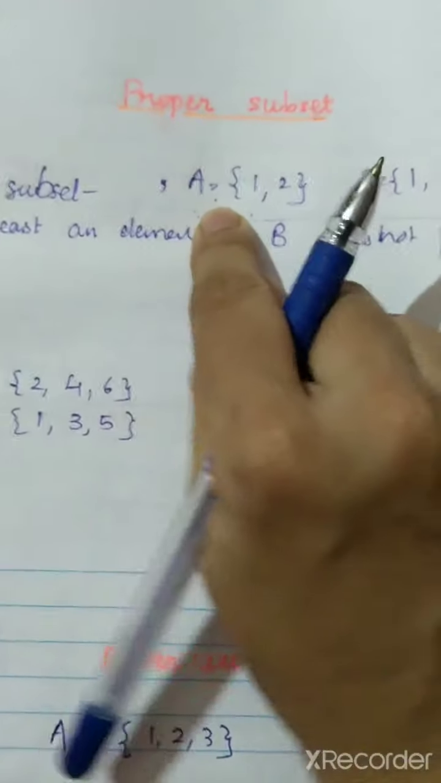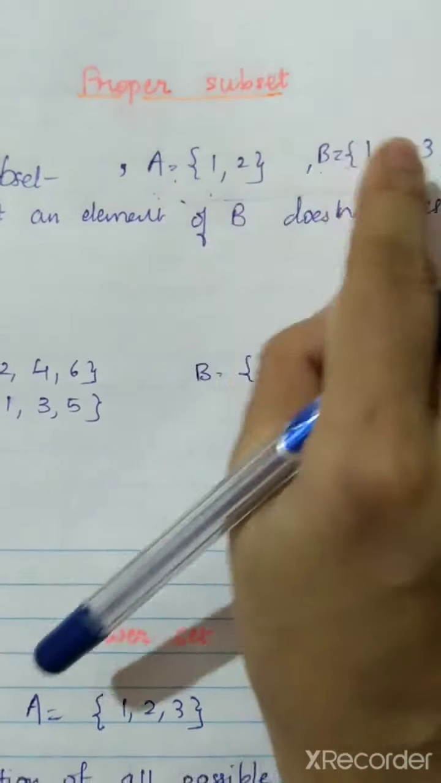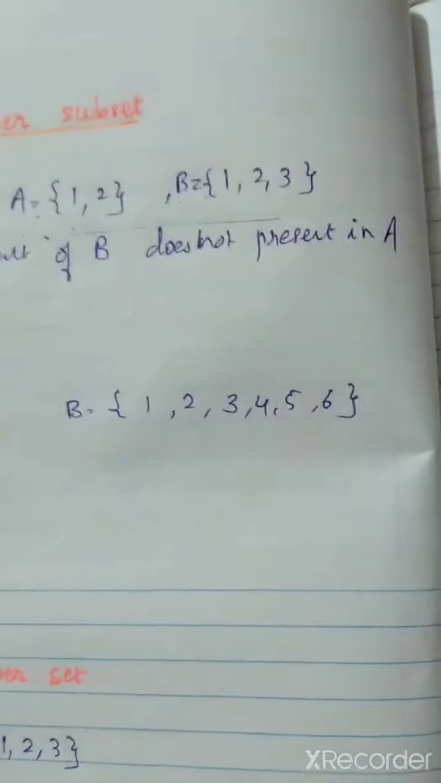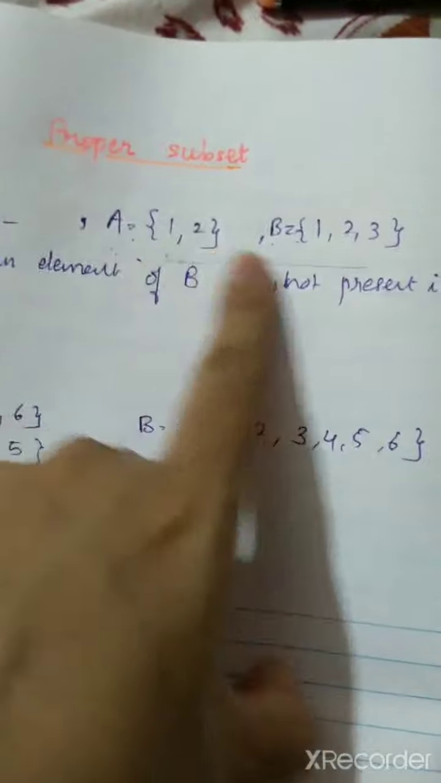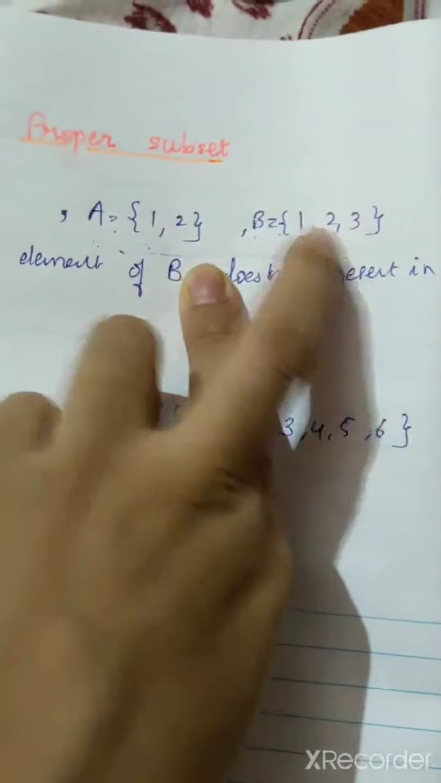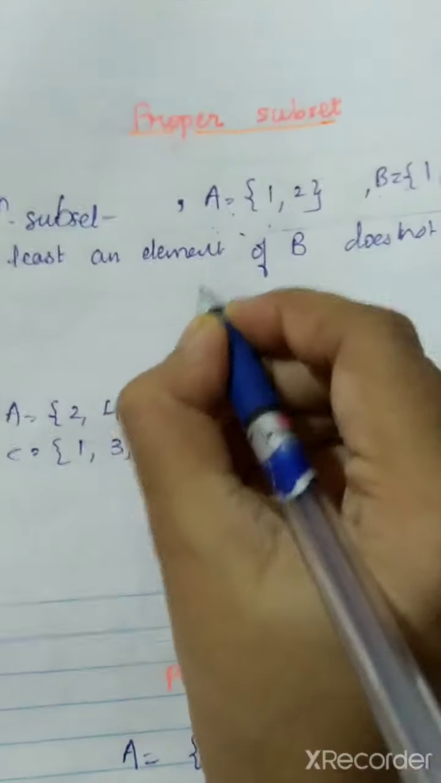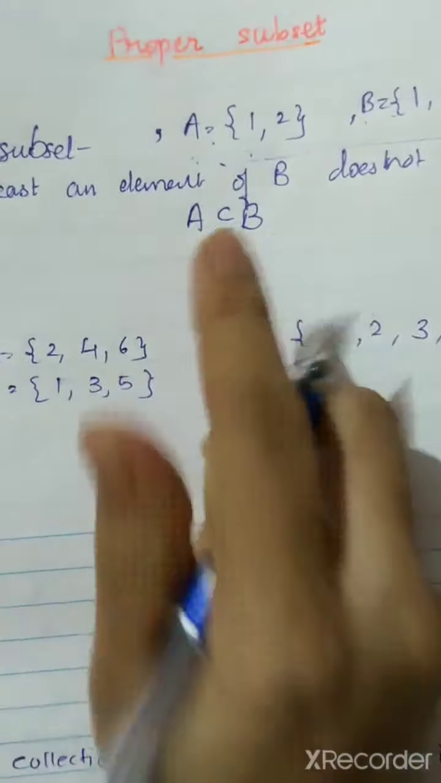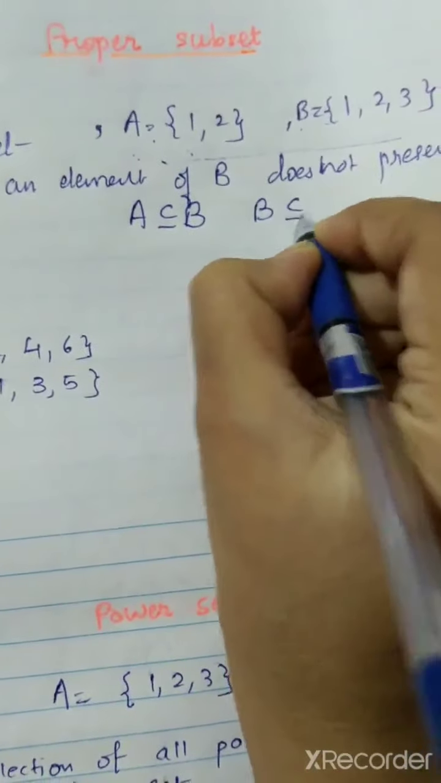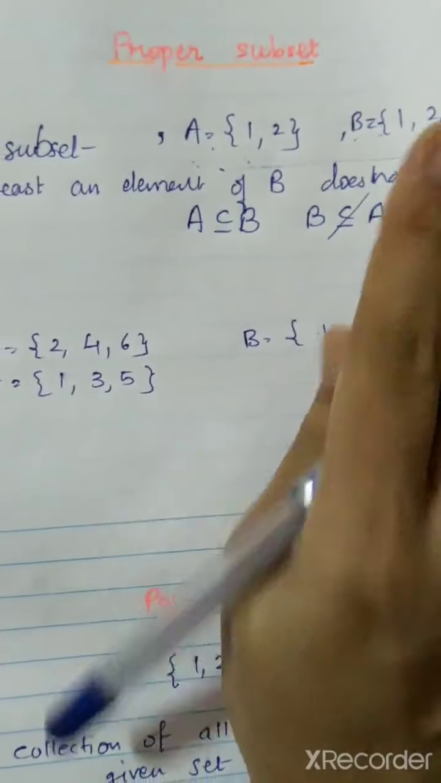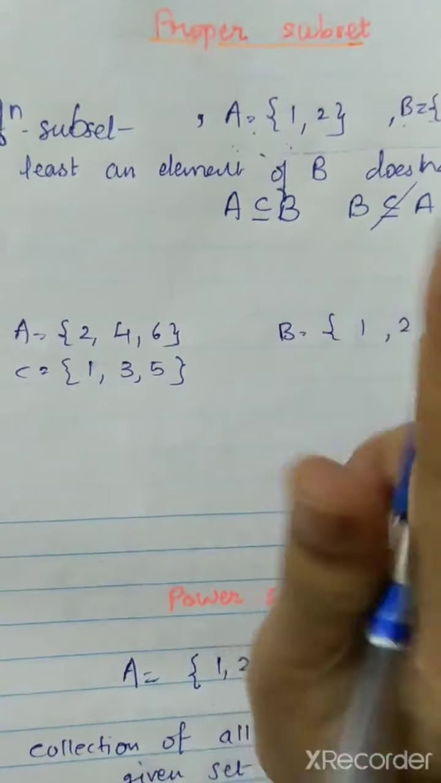मतलब A में अगर 1, 2, 3 है, 1, 2, 3 यहाँ पे भी है, तो वो सेट हो जाएगा इक्वल सेट. बट यहाँ पे A में 1 and 2 है, B में 1, 2, 3 है. So every element of A is present in B. So that means what? A is subset of B. But B is not subset of A. Fine? Understood?